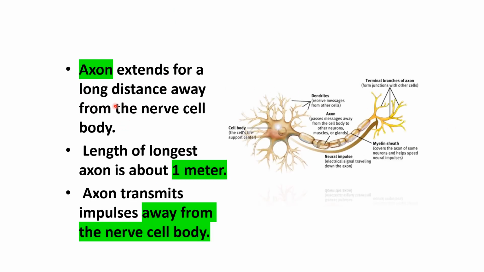Axon extends for a long distance away from the nerve cell body, and the length of the longest axon is about 1 meter. And the axon transmits the impulses away from the nerve cell body.